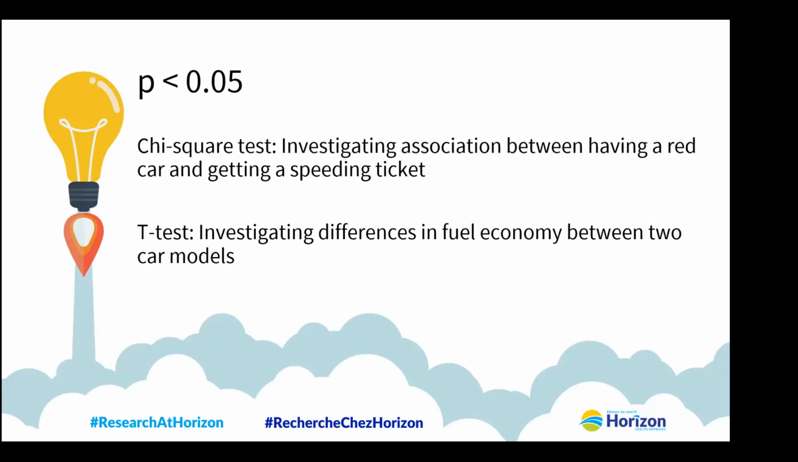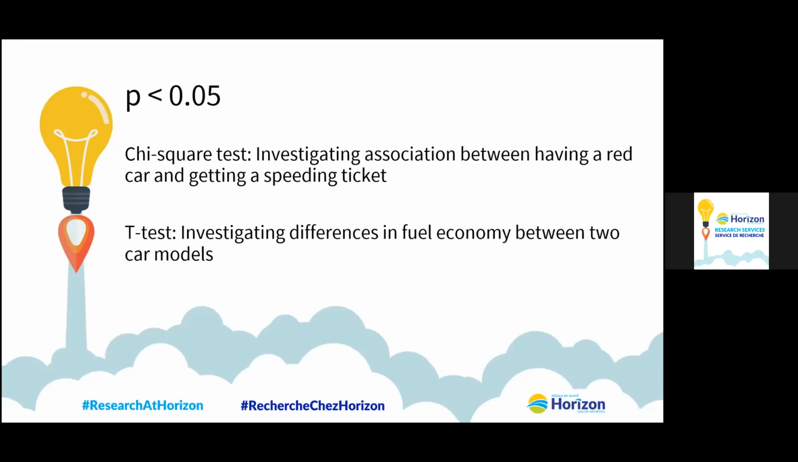Moving on from that, if we're looking at a t-test, we're investigating differences in fuel economy between two car models. Our null hypothesis, again, in this case, would be that there is no difference in fuel economy. With a p-value less than 0.05 in this case, you'd be rejecting your null hypothesis and able to conclude that there is a difference in fuel economy. And again, you can look back at your data and get some information about which car model would have the greater fuel economy.